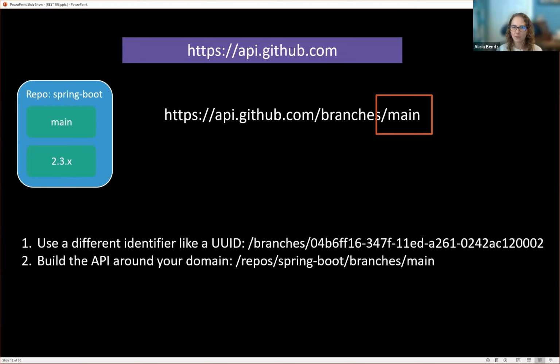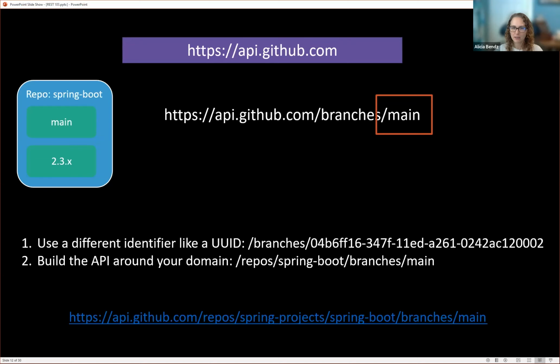And that's what you end up with for the branches API. When you fully expand it, it actually looks like api.github.com repo spring project spring boot branches main. So what's happening here is GitHub has, for a repository to be unique, the name plus the owner. Again, there's only so much space on a slide, so I didn't include that. But the reason for that is because I can fork a repo and it would be Alicia Spring Boot instead of Spring Project Spring Boot. And that again is the uniqueness of the domain. So they created a combined identifier that identifies the unique object.